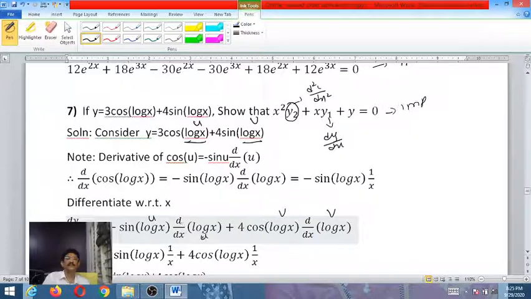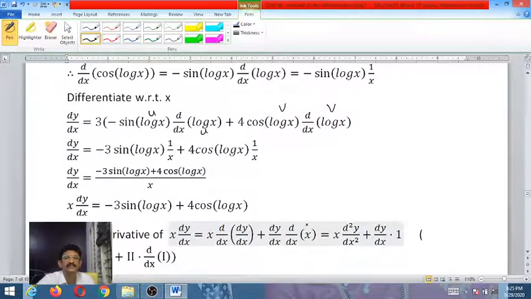What is the derivative of log x? 1 by x. Here also 1 by x, right? Now here you can take 1 as numerator, x as the common LCM. So if you take x as LCM, it is minus 3 sin log x plus 4 cos log x by x. Now you cross multiply this one here. x comes here, isn't it? So cross multiply. So x into this one.